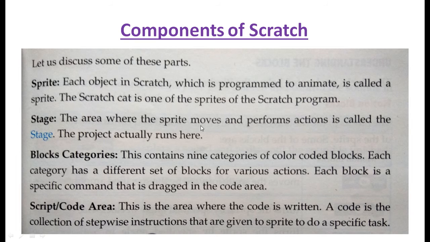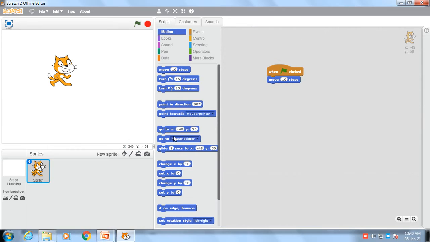Now next, stage. The area where the sprite moves and performs actions is called the stage. The project actually runs here. As you can see, this cat is there in this white box. This white box is called the stage, where this cat will perform some action, some animation will be performed here.